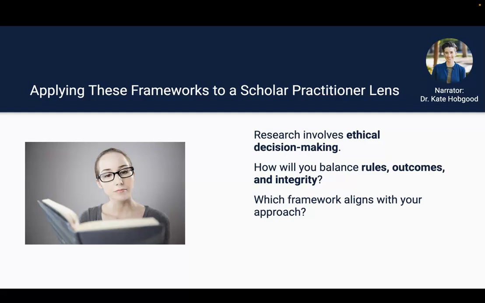Now, it's highly likely that, hopefully, you are a blend of all three of these frameworks. Usually we don't find ourselves only living in one framework, one silo, one container. Instead, as a scholar practitioner, we can use these three frameworks interchangeably, or very flexibly, to ensure that we are engaging in ethical practices as a scholar practitioner.